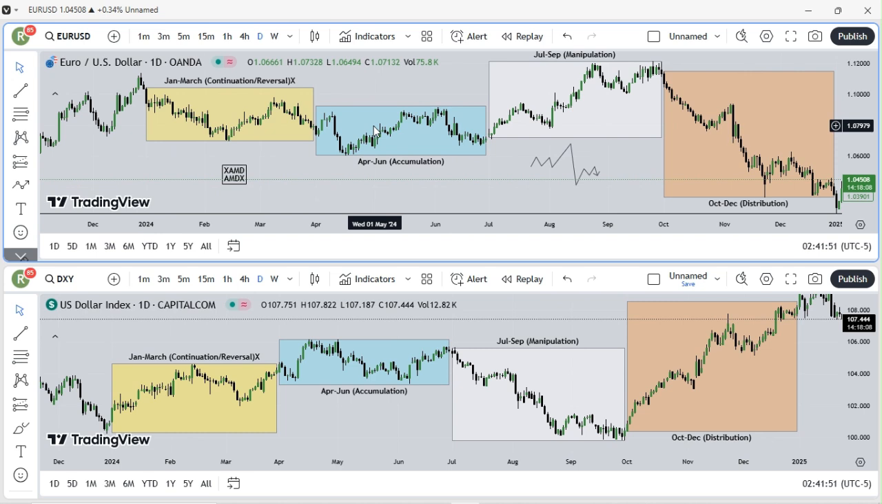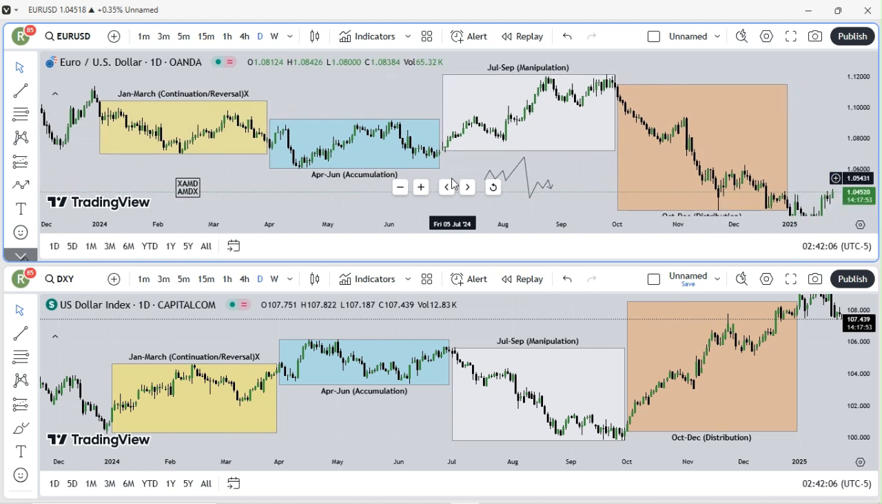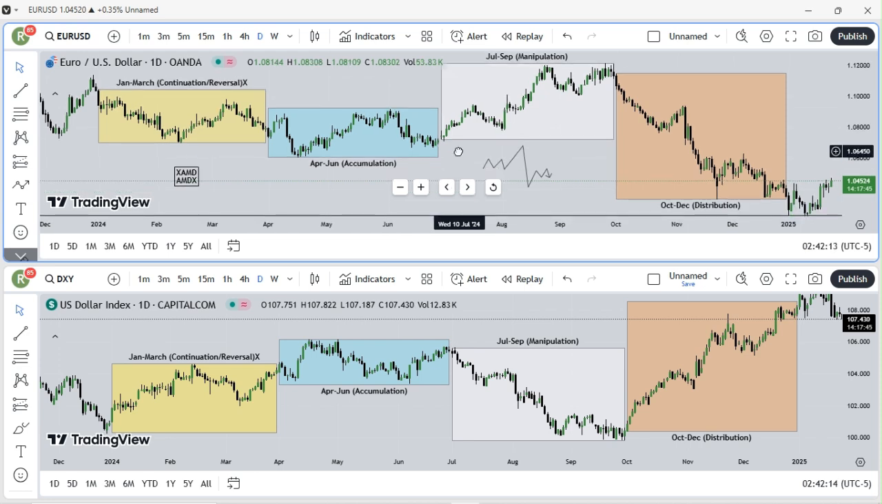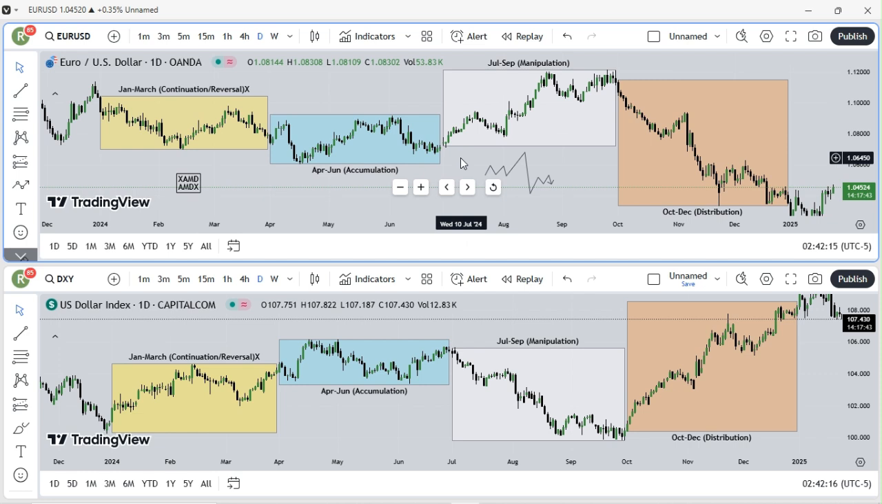So now between April and June, the price started accumulating. As you can see, the price is rallying in the same direction for the whole of these 3 months. So the quarterly shift is divided into 3 months: January to March, April to June, July to September, then October to December. So last year, April to June was an accumulation.